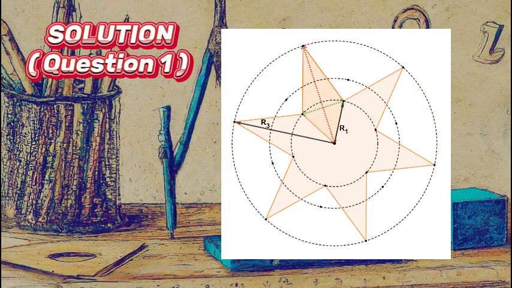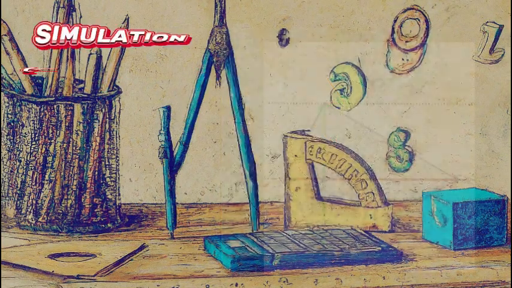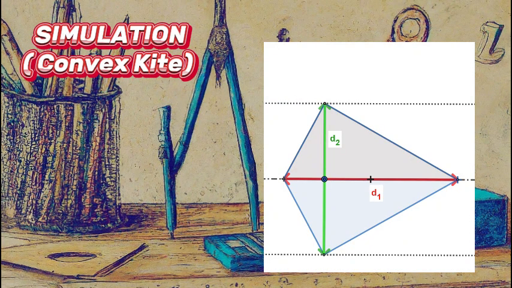Once we find the area of one kite, we just multiply by 6 to get the area of the whole orange star. Here we can see one diagonal in red and the other in green. The green one equals radius R1 from the smaller circle, and the red one equals radius R3 from the larger circle. Now let's use a simulation to see how we can find the area of a kite.